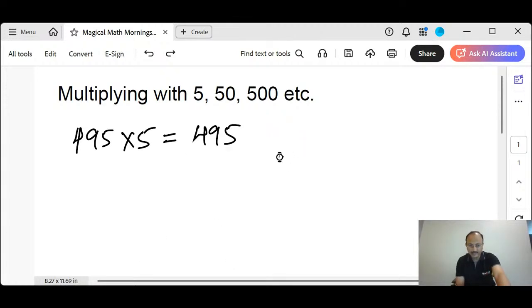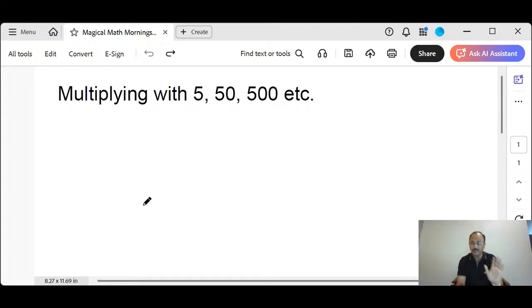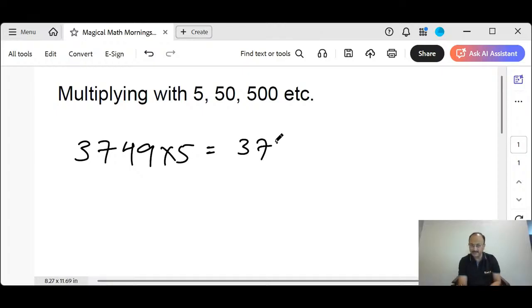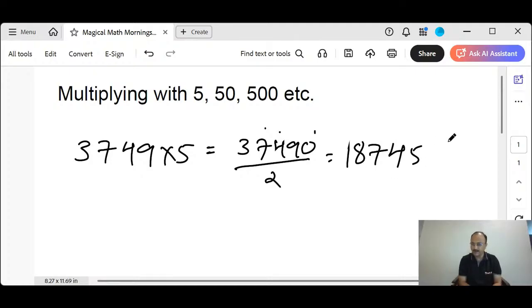Let's take a little bigger number, any number that we can multiply. We can take for example 3749 into 5. What we do in our mind, we'll take 37490 by 2. This I'm not going to write, we can keep everything in our mind itself, correct? Just keep on writing half. 1, 8, 7, 4, 5, correct? 18745.